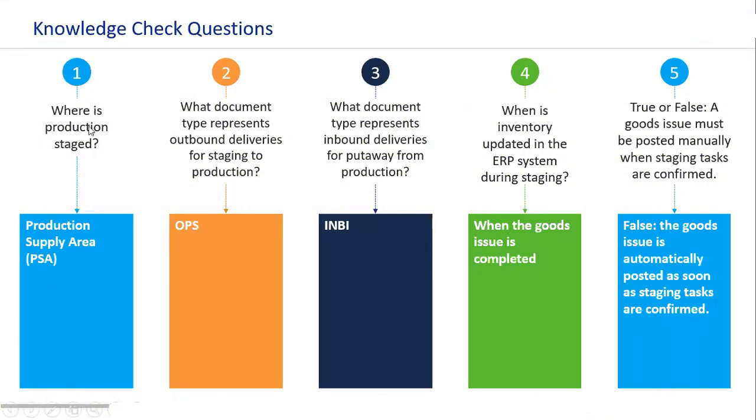So where is production stage? That's the production supply area. And what document type represents outbound deliveries for stage into production? That would be OPS. And again, Neil, one for me and you, we need to update these slides a bit. Yeah, it needs to all be about PMR rather than anything from before we decided to go with PMR. So me and you will have a look through this and update accordingly. Okay.